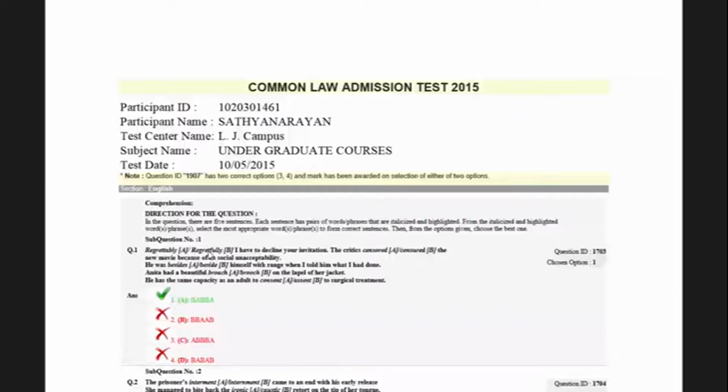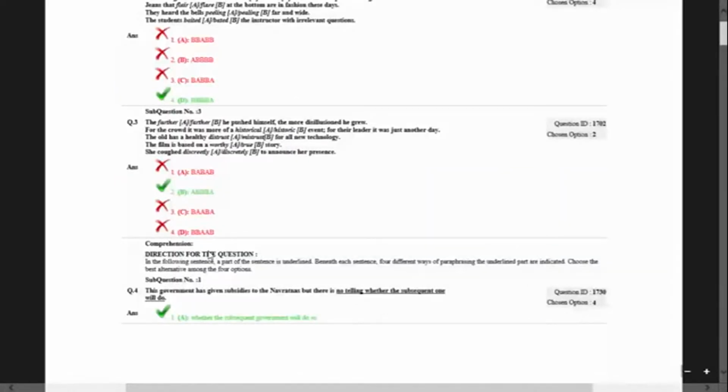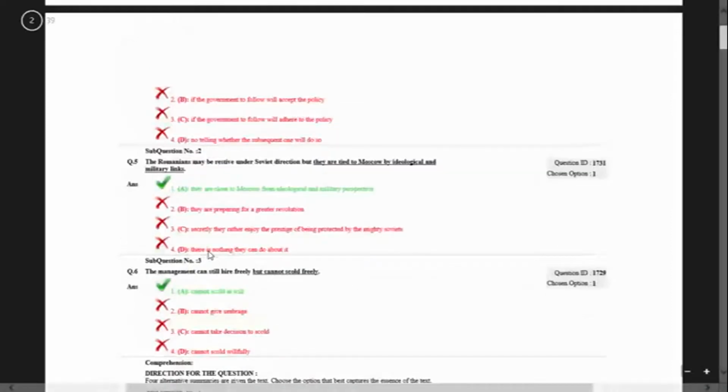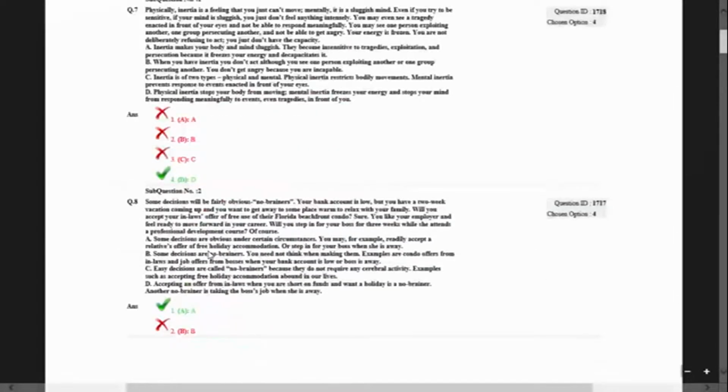So the first section that we see here is the English section, where the first few questions were something new this year, where you were given a set of sentences where two words can replace a single one, and you had to select the set of words that was correct. So this was a bit typical, but very much doable. The next few questions were choosing the correct alternative to replace the underlined part. There did not seem to be much of a problem in this section as well.